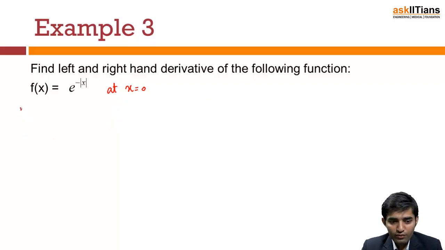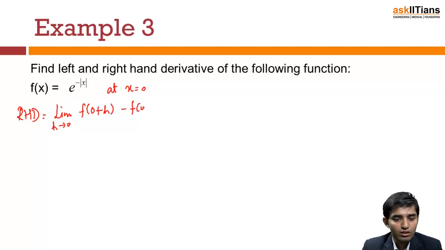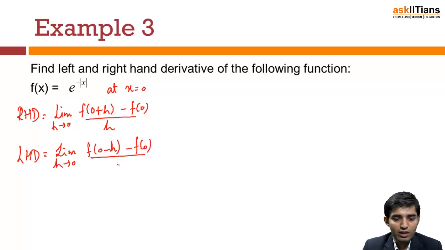So first of all, what is RHD? RHD at x equal to 0: here a is 0, limit h tending to 0, f of a plus h, which will be f of 0 plus h minus f of 0 divided by h. And what will be LHD? First of all, always write down the definition, then only proceed, so there will be no chances of making any mistake. So again I will write down the definition: f of 0 minus h minus f of 0 divided by minus h.